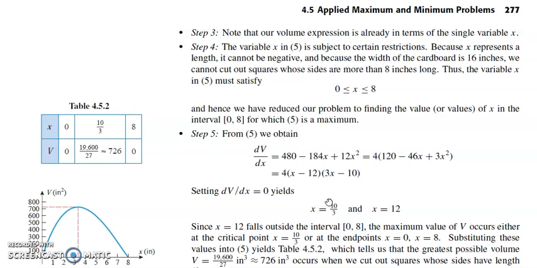So now the critical value which is possible is 10 by 3.